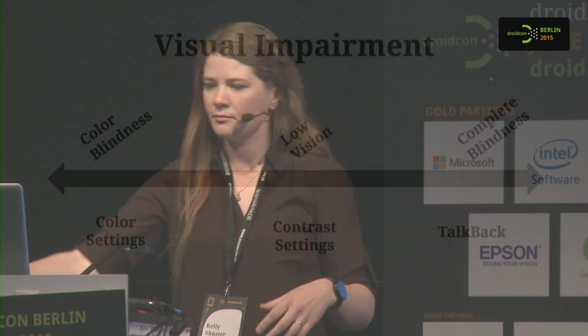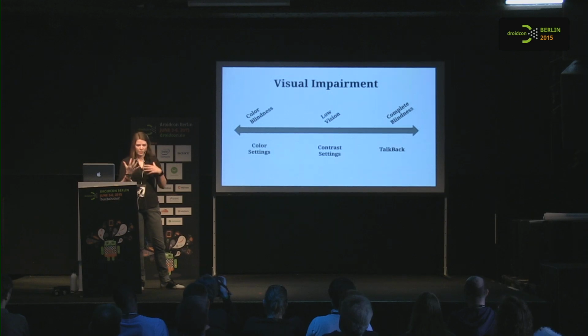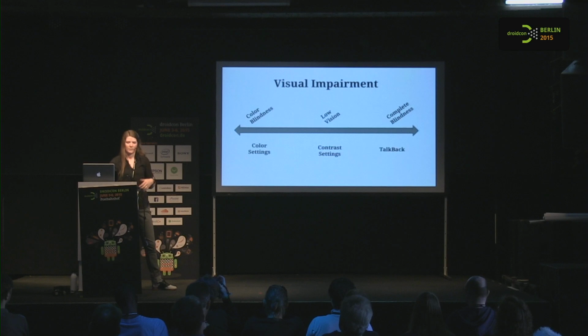So if somebody's colorblind, there are settings in the accessibility settings where you can pick which type of color blindness you have, and it will adjust the hue of colors so that you can still see everything, and that's system-wide. There are also contrast settings for low vision. And for complete blindness, you would be using Talkback, which is a screen reader that reads through the elements on the phone.